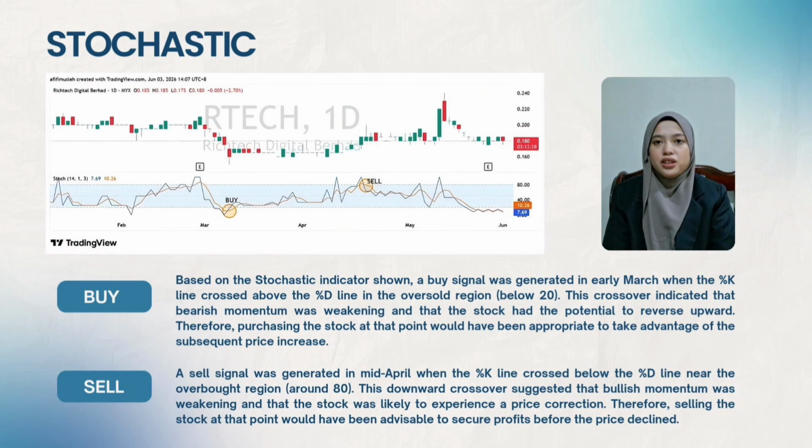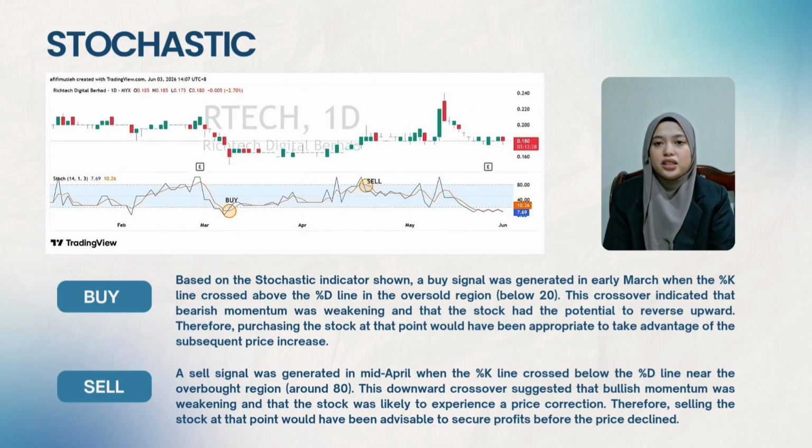My name is Nur Atira Najwa and I will be presenting the stochastic indicator analysis for Richtet Digital Berhad based on the daily chart. The stochastic indicator is a momentum indicator that helps investors identify overbought and oversold conditions in the market. It consists of two lines, namely the percentage K line and the percentage D line.